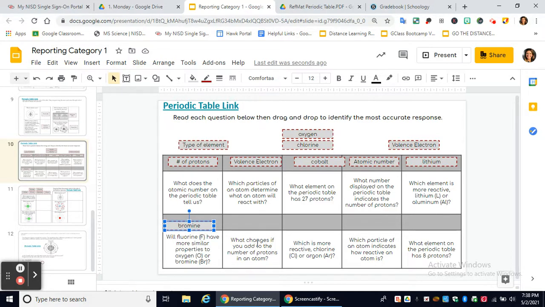What changes if you add the number of protons in an atom? Well, the type of element changes. Remember, every element has its own number of protons.